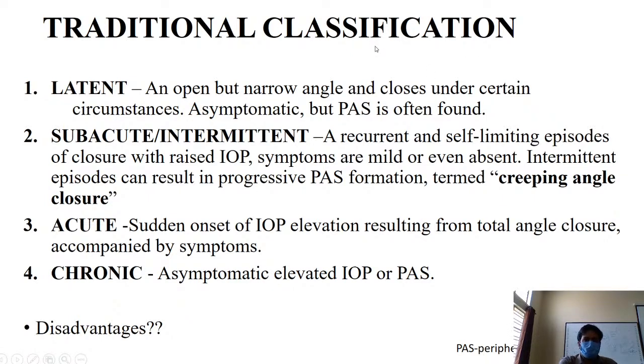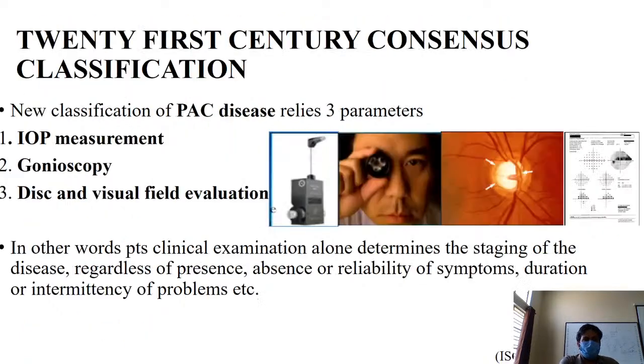What are the disadvantages? This classification does not give the full spectrum of the disease, and sometimes latent patients may also need treatment. So this is not the accepted classification. The accepted one is the 21st century consensus classification, which divides angle closure glaucoma into different subtypes, and it relies on 3 parameters.